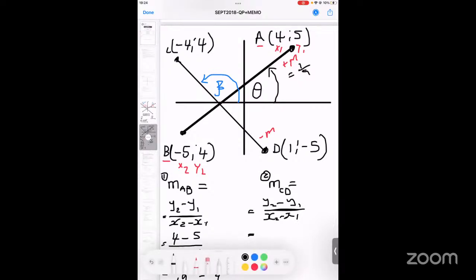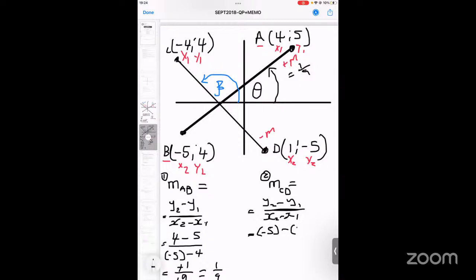Which one will be your 2? Which one will be your 1? D comes second. So that means this is your X2, Y2, X1, Y1. Always, because your Y2 is a negative, you must always put it inside the brackets. Minus, what is your Y1? No need to put inside the brackets. It is 4. Over X2 is 1 minus your X1, which is negative. Put inside the brackets.